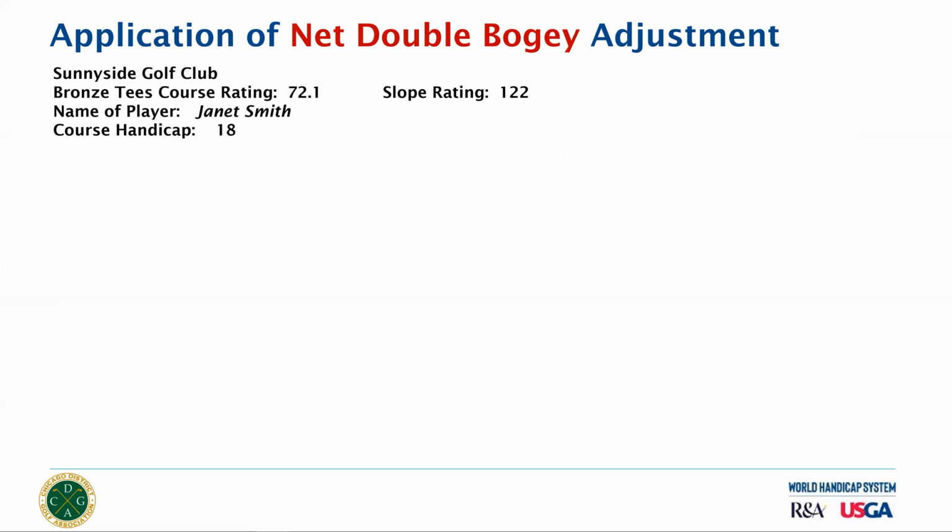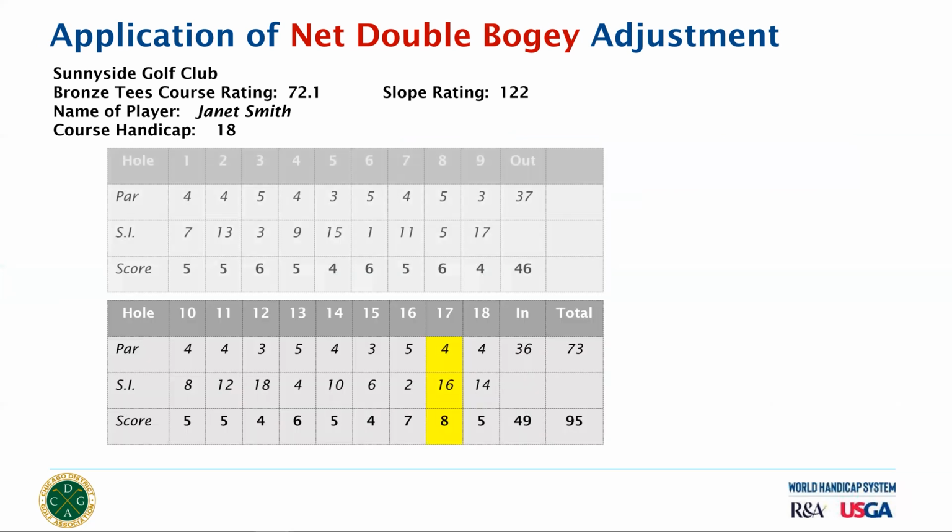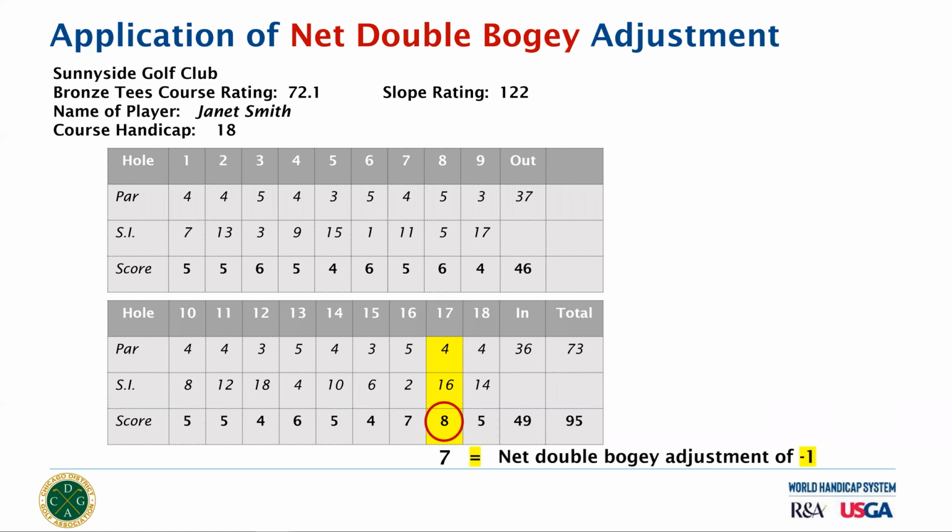Here's an application of how the net double bogey adjustment works. You see this golfer here with a course handicap of 18. And on the 17th hole, they scored an 8. The maximum score that they would be allowed to take would be a 7. It's a par 4 hole plus 2, which is 6, plus the 1 handicap stroke they would get would be a 7. So their gross score is a 95. Net double bogey adjustment of -1. Their postable score is a 94.